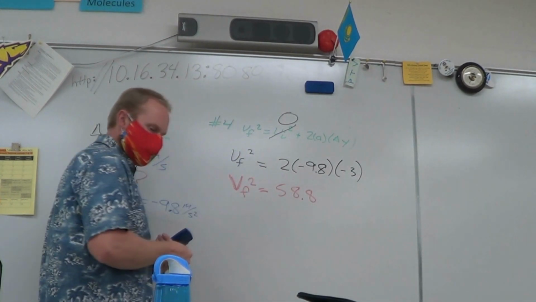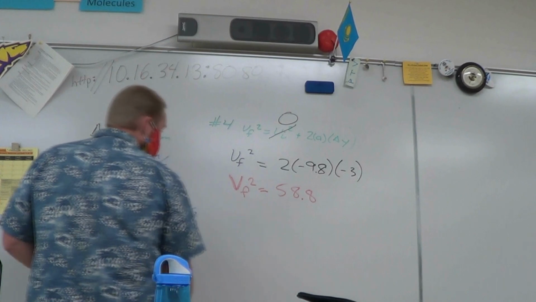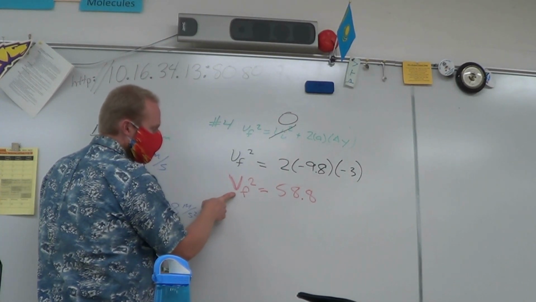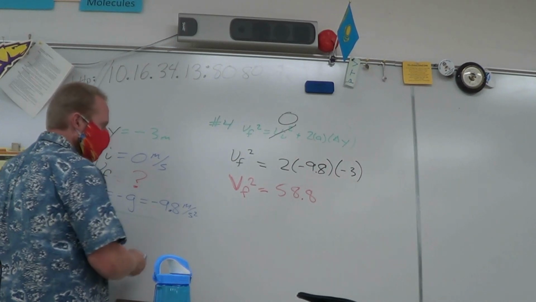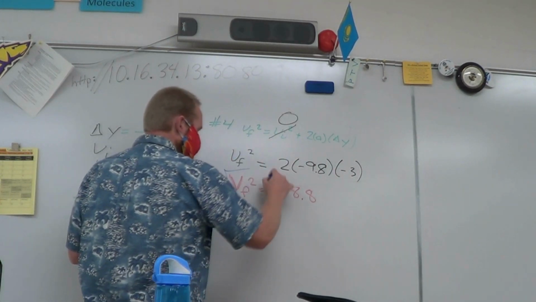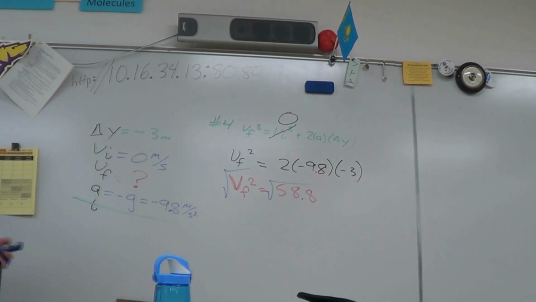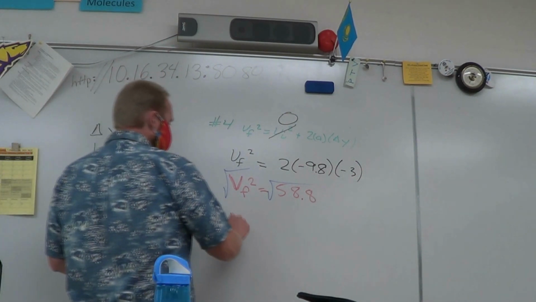Is that my final answer? No, right? Because it's not Vf, this is Vf squared. I don't want squared. How do I get rid of that squared? Good, square root. So we take the square root of my answer and we get a number.